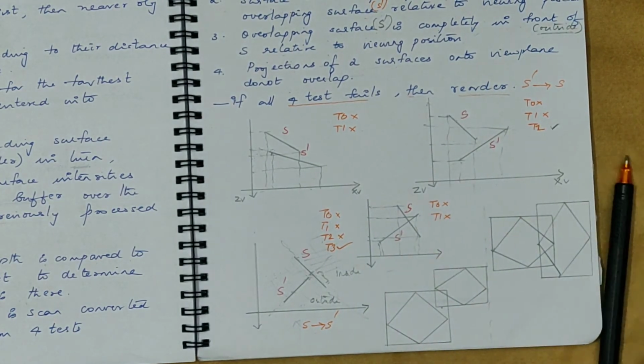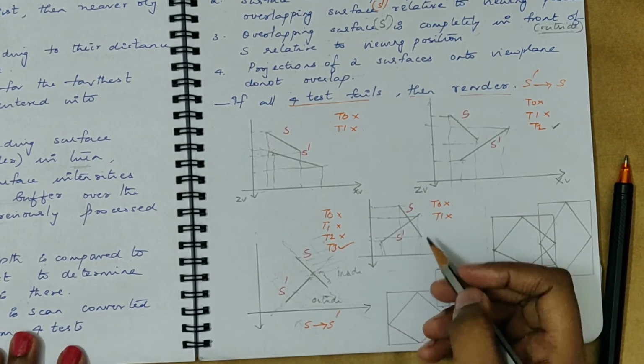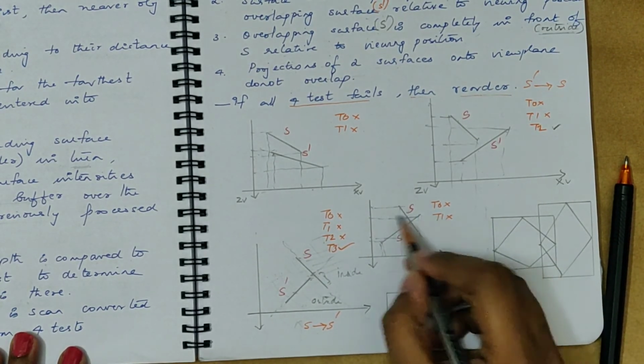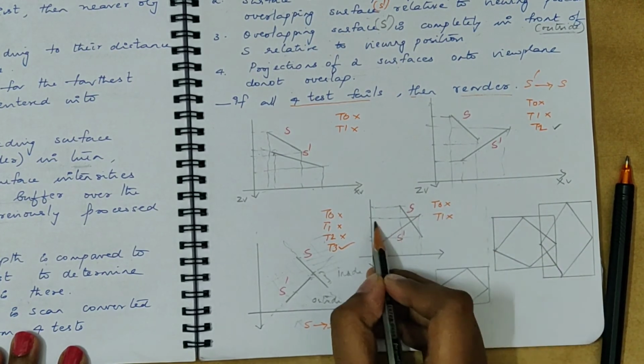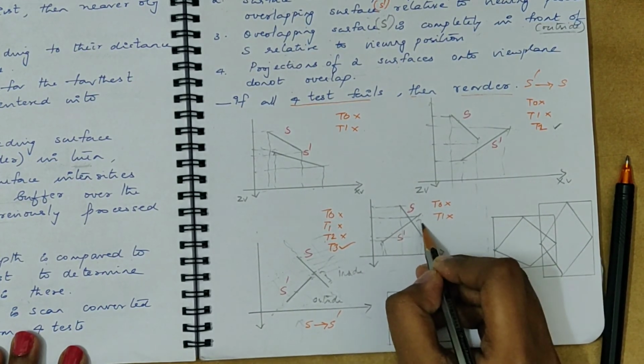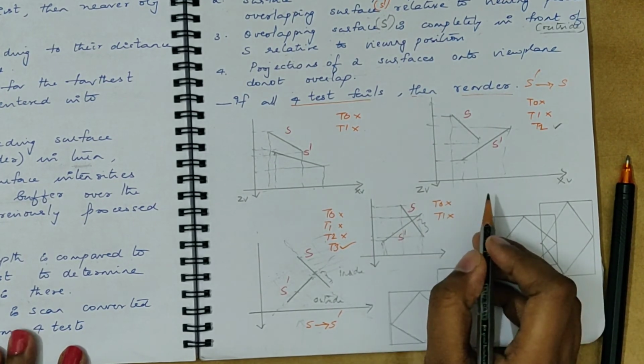And the second test is whether the surface S is completely inside S dash. S is completely inside means all the points of S should be inside S dash. So here you can see that these points are outside S dash. So all the points are not inside.